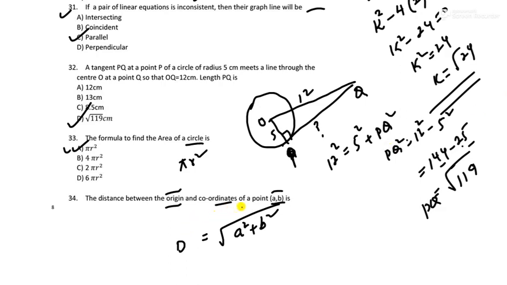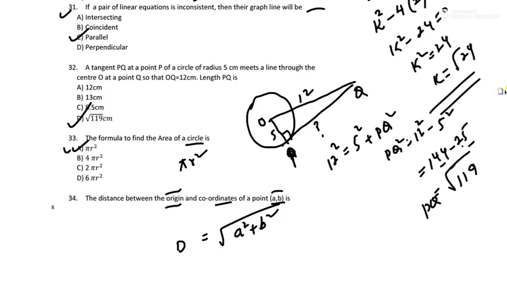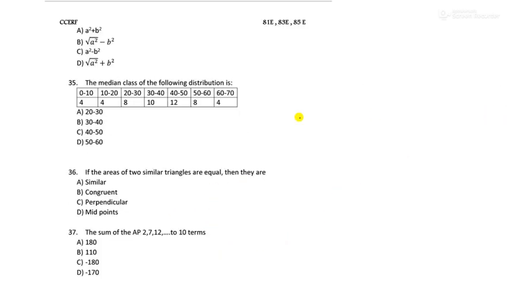The distance between the origin and the point (a, b) is root of a square plus b square. But in the options, they have given something else: a square plus b square, root a square minus root. Okay, so what is this? Yes, actually they have missed this root. This is the answer, root of a square plus root b square.